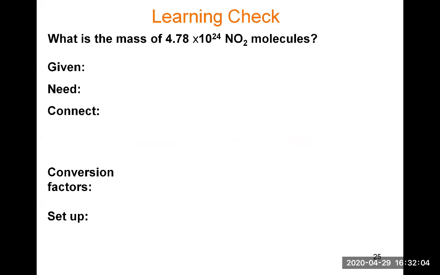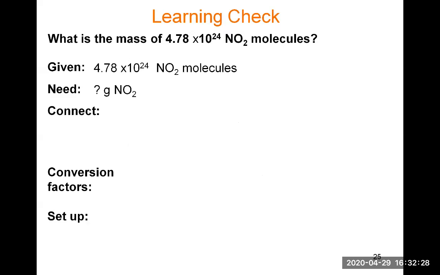So what is the given amount? Here it's 4.78 times 10 to the 24th NO2 molecules. What is the question asking for? It is asking for the mass, and so it's going to be in grams of NO2, because mass is in units of grams.